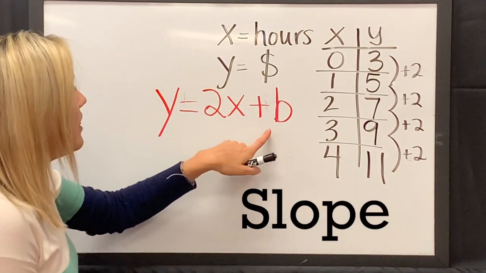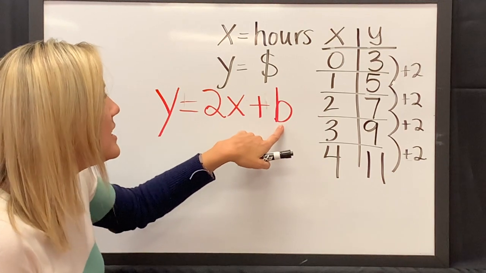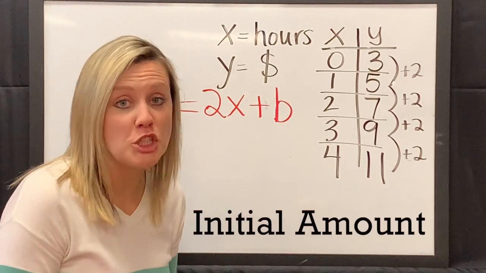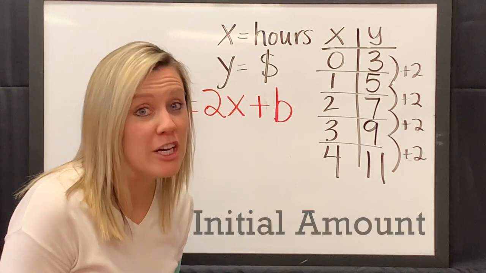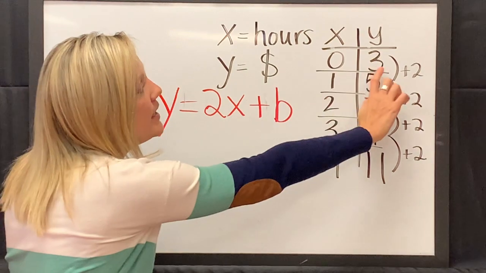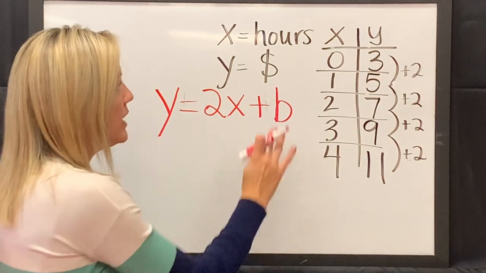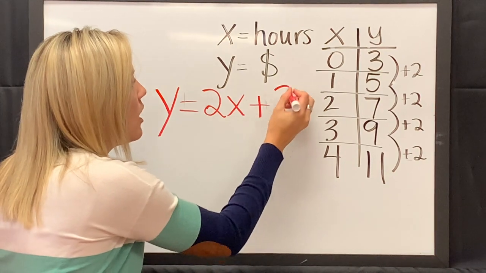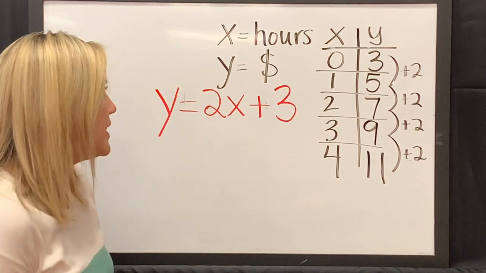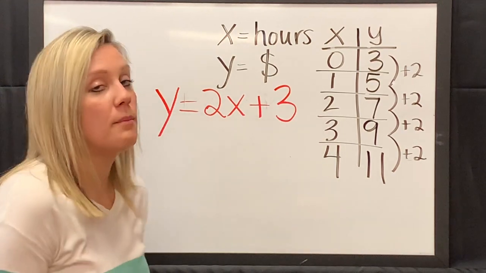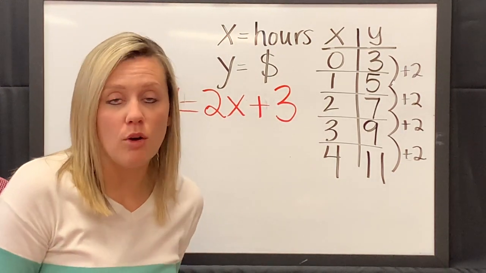Okay, this out here, this is the amount we started off with. Sometimes you call this the initial amount or the y-intercept, okay? So the initial amount that we started off with was 3. We started off with $3 in our account. So our b is going to be 3. So this is the equation in slope-intercept form of our babysitting scenario.